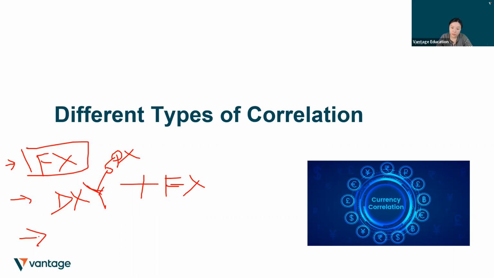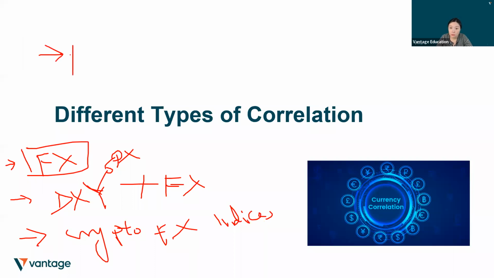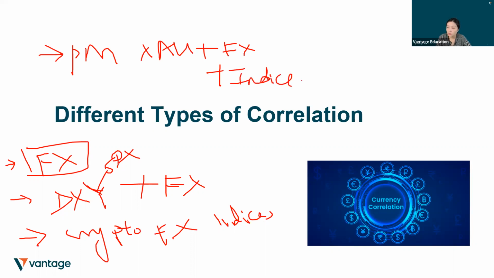Okay. And then you can have maybe your crypto and your FX, or your crypto and your indices. Or maybe the more popular one would be your precious metals, like gold and your FX, or perhaps your gold and your indices. Depends on what pairs you usually look at. So there are different types of correlation within different asset classes.